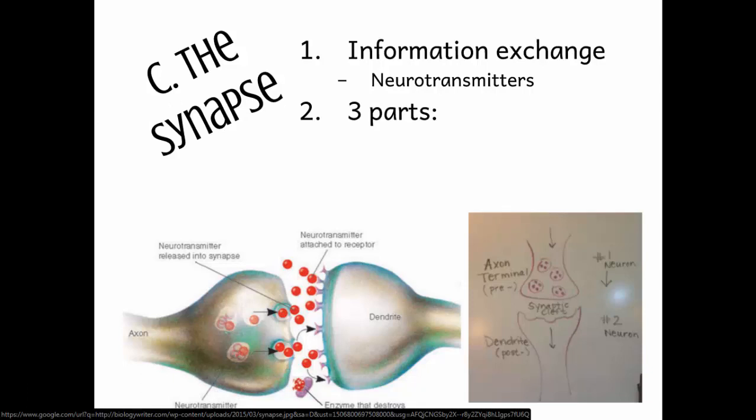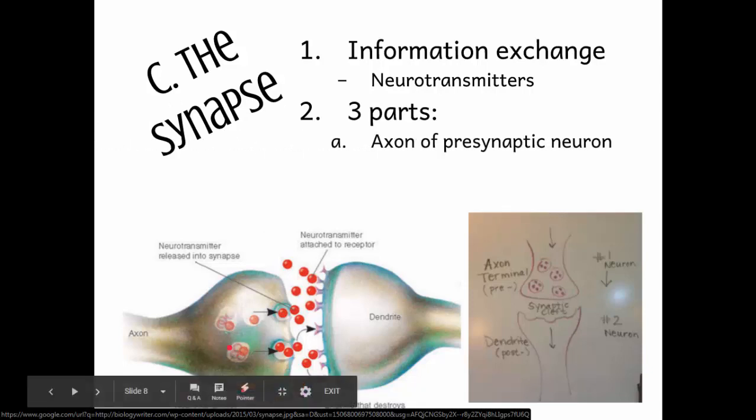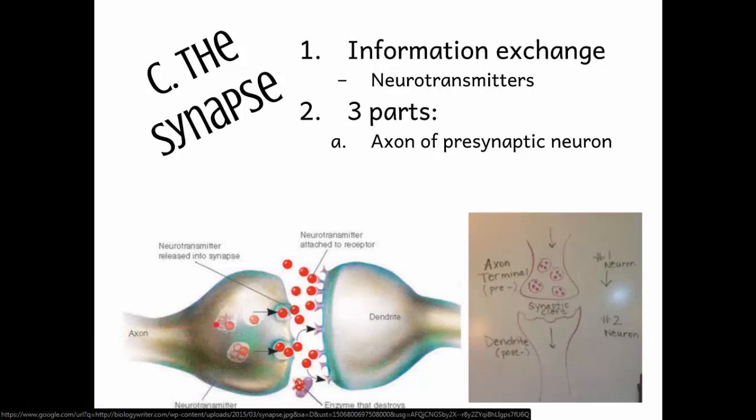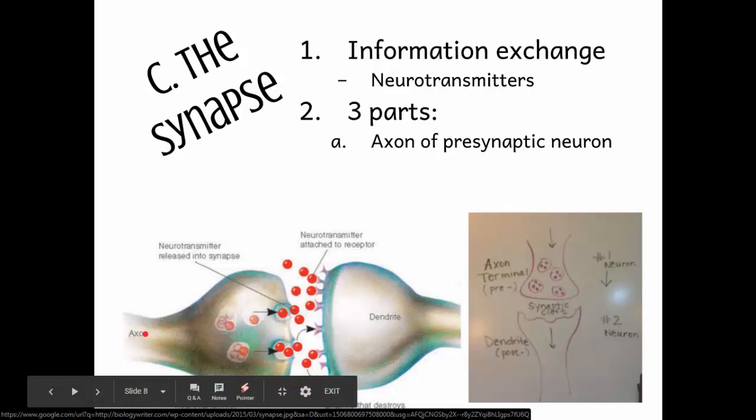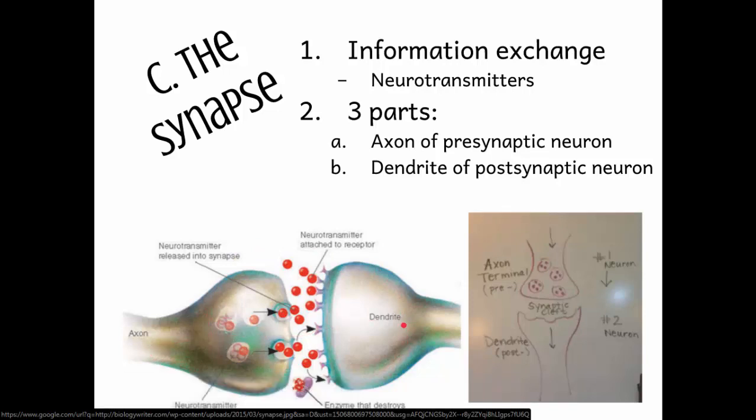The three parts of the synapse include the axon terminal of the presynaptic neuron. Presynaptic simply means it's before the synapse, at the beginning of the synapse, pre meaning before. It also includes the dendrite of the postsynaptic neuron, or the after-synaptic neuron, and this is the synapse all right here. So you have two neurons communicating here: the axon of the presynaptic neuron and the dendrite of the postsynaptic neuron.